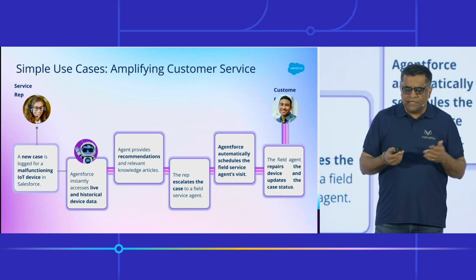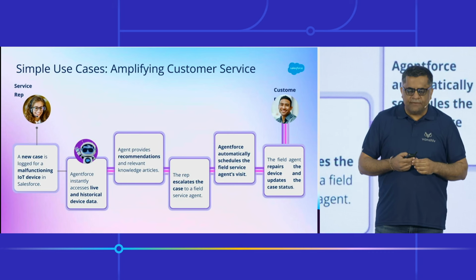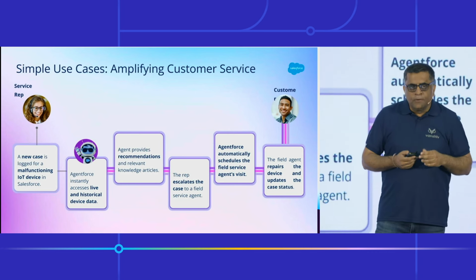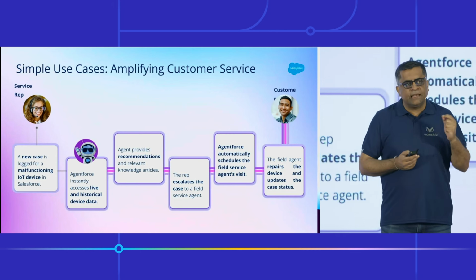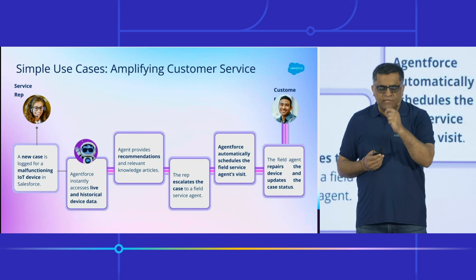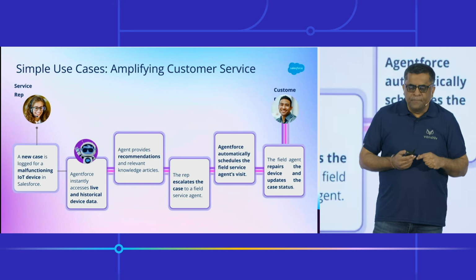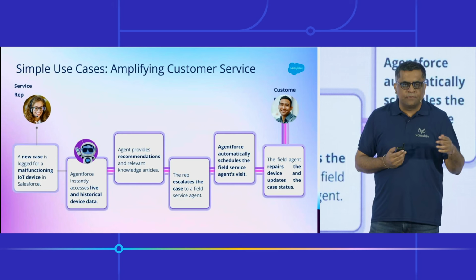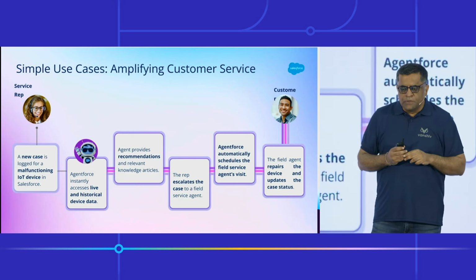So let's say there is a new case logged for a malfunctioning IoT device in Salesforce. It could be on IoT Cloud, which was earlier called Thunder. What Agentforce can do is not just access your historical data, it can actually tap into the live data feed as well. It can provide recommendations, it can provide knowledge articles from Salesforce. The rep escalates the case to a field service agent. This is where the agent comes in. We are eliminating what we classically call in AI a human in the loop. All of this can be done through Agentforce.